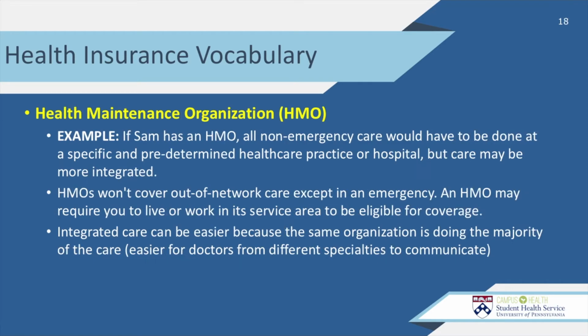A health maintenance organization, or HMO, generally won't cover out-of-network care except in an emergency, so you must go to their doctors or hospitals. Also, you may have to live in their geographic region to utilize their service. HMOs are usually one big system that has all types of services and specialties, so your healthcare data from across these services would be available to those providers.